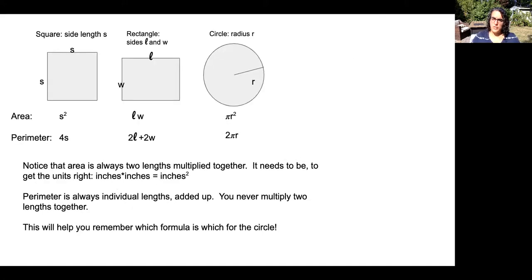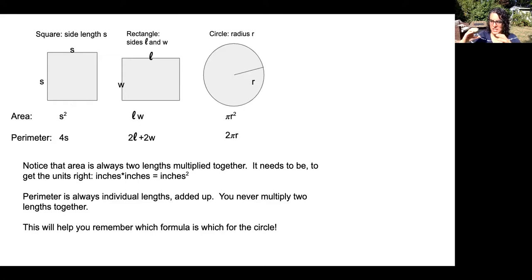Let's stop for a moment and look at these equations we've done so far. We have our formulas for area and for perimeter. I want you to notice that all of the formulas for area involve two lengths multiplied together. It might be two of the same length, side times side, or two different lengths, length times width. You can imagine more complicated shapes where you would have to add a few of these up.